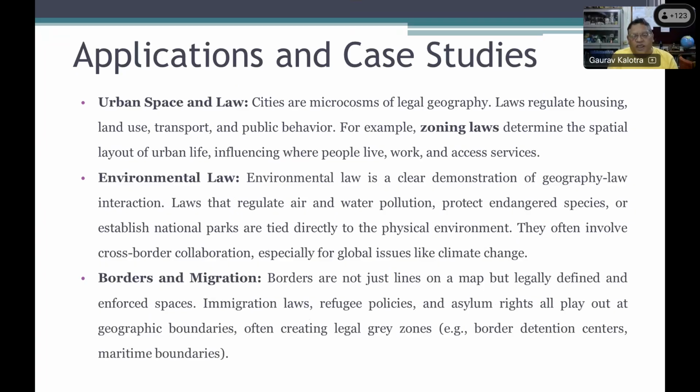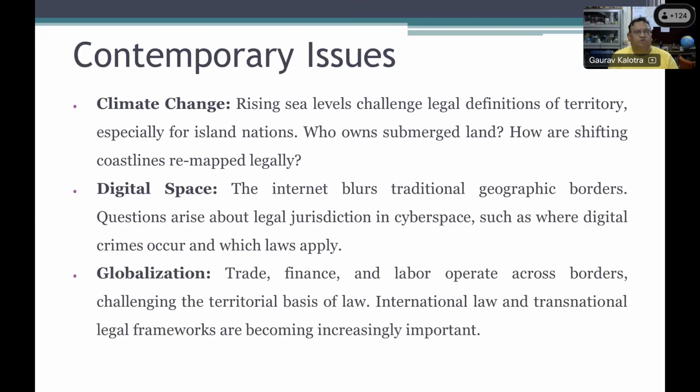Laws that regulate air and water pollution, protect endangered species, or establish national parks are tied directly to the physical environment. They often involve cross-border collaboration, especially for global issues like climate change. Borders and migration. Borders are not just lines on a map, but legally defined and enforced spaces. Immigration laws, refugee policy, and asylum rights all play out at geographic boundaries, often creating legal gray zones, for example, border detention centers and maritime boundaries.